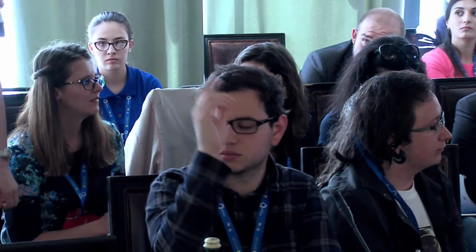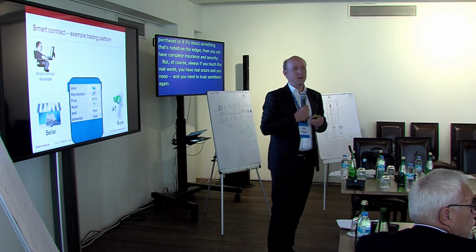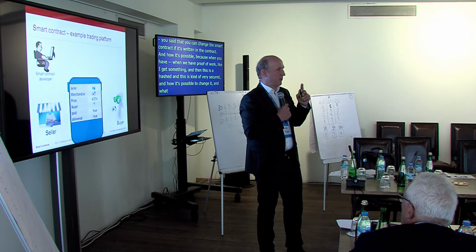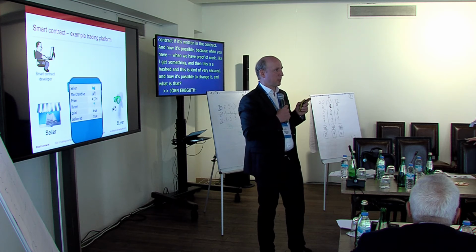Yeah. Thank you very much. It was very interesting, but I still have a question. You said that you can change the smart contract if it's written in the contract. How is it possible, because when we have proof of work, like I confirm that I get the thing, and then this is hashed, and this is very secured, how is it possible to change it? I've got some slides with some problems, but I can answer this question right away.